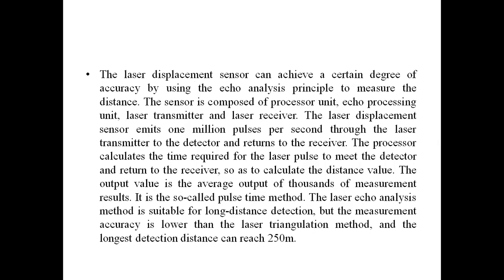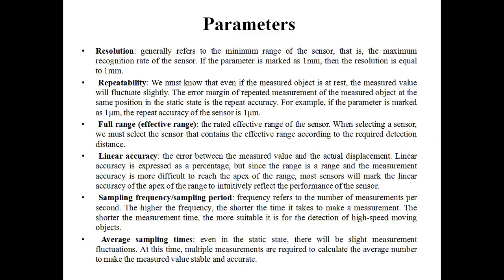The sensor is composed of a processor unit, echo processing unit, laser transmitter, and laser receiver. It is also called the pulse time method. The laser echo analysis method is suitable for long distance detection, but the measurement accuracy is lower than the laser triangulation method, and the longest detection distance can reach up to 250 meters alone. What are all the parameters?